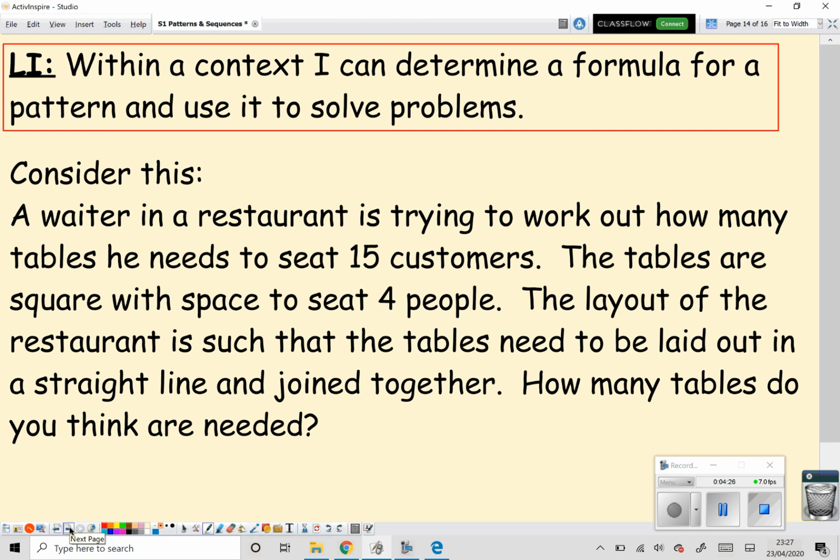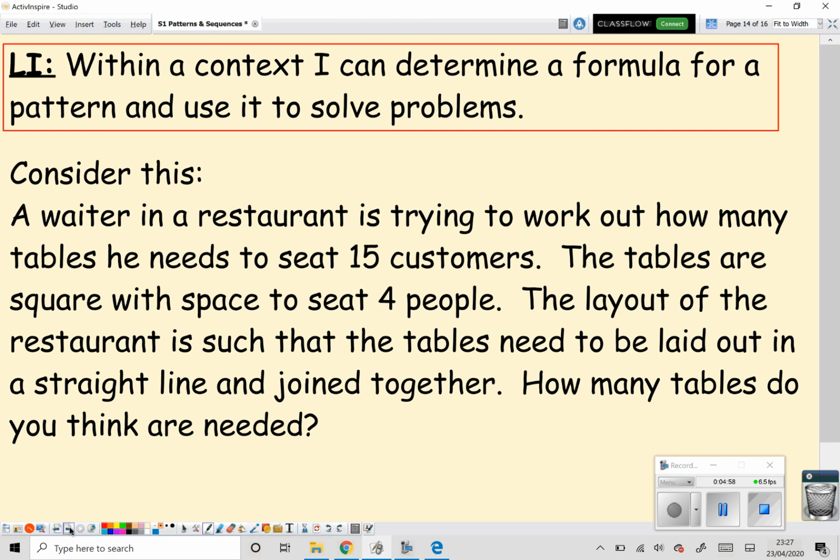So let's have a look at an example. Let's get the brain working here. I'm going to read this out to you, and then I want you to pause it and give this some thought. A waiter in a restaurant is trying to work out how many tables he needs to seat 15 customers. Now, some information about the tables and the layout of the restaurant. The tables are square-shaped with enough space to seat 4 people at each table.